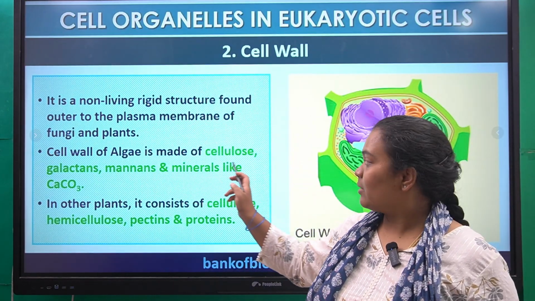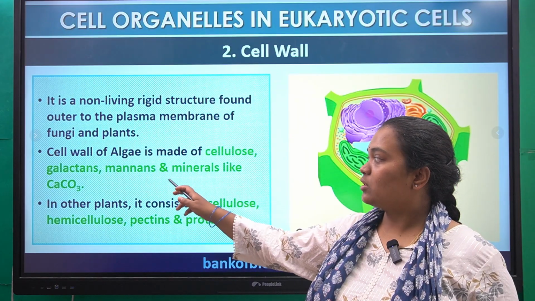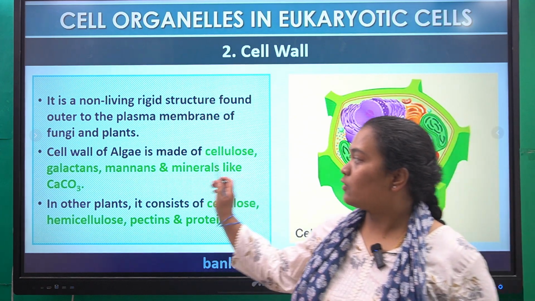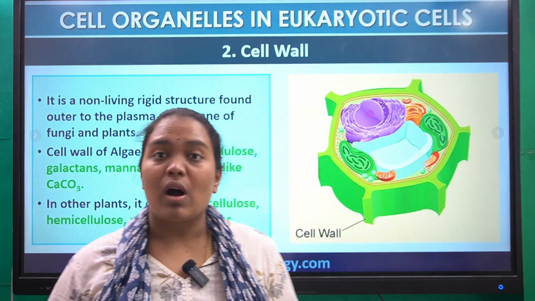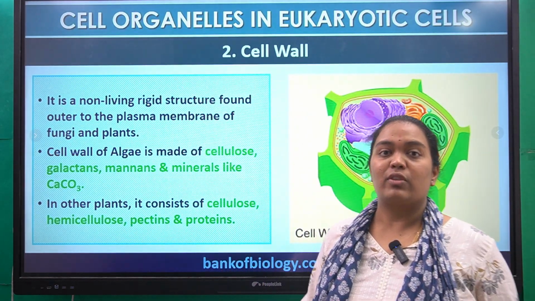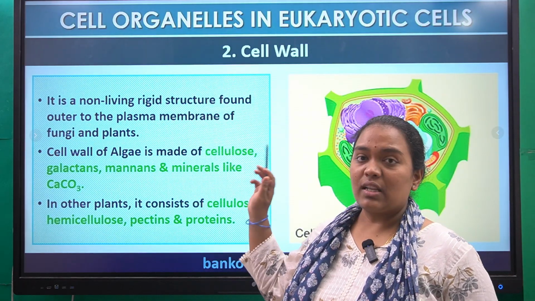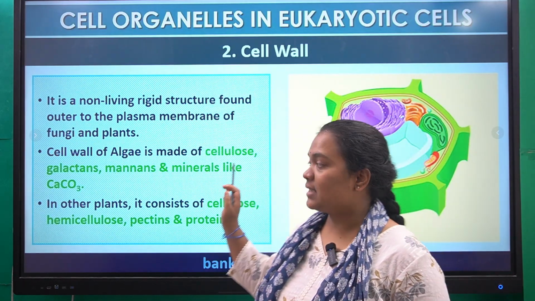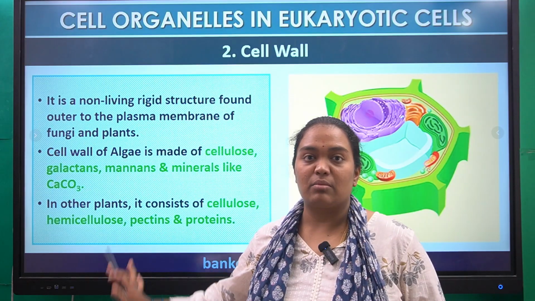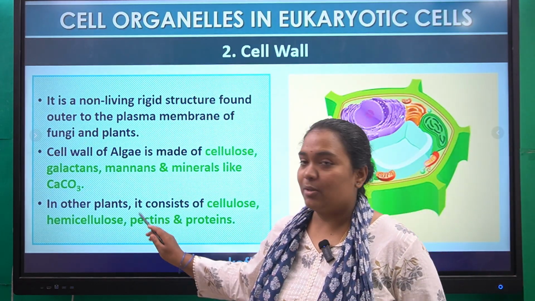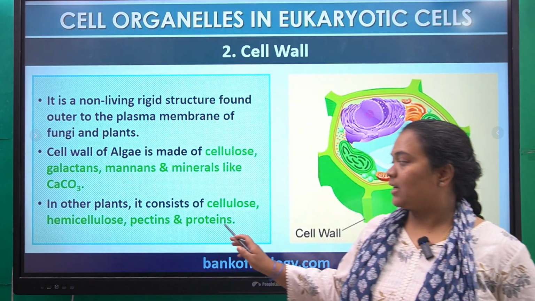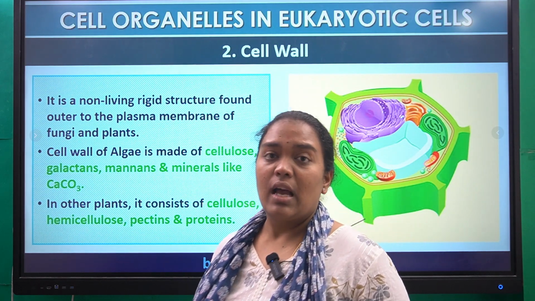Cell wall of algae is made up of cellulose, galactans, mannans and also minerals like calcium carbonate. In your examination they will ask you what are the elements which form the cell wall of algae or of plants. If it is specifically algae, then your answer should be cellulose, galactans, mannans and also minerals like calcium carbonate. But if it is plants other than algae, it contains cellulose, hemicellulose, pectins and proteins.